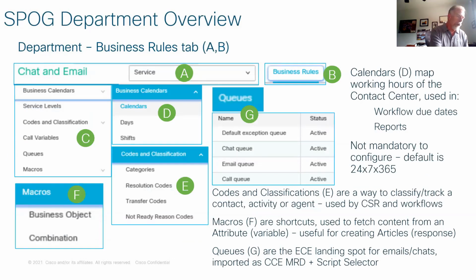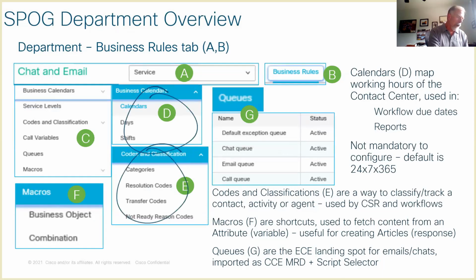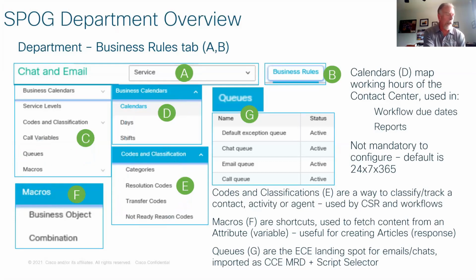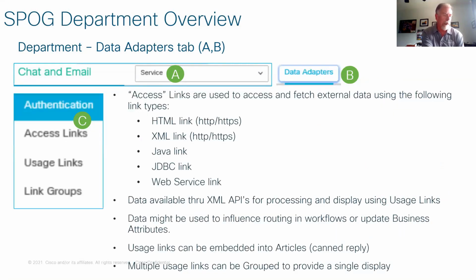Business rules, we would spend a lot of time in class talking about calendars and classification codes, and for sure a lot about these things called queues. A queue is where you're trying to get an email or a chat sent to in ECE that'll ultimately route that call to the packaged environment. Multiple languages supported over there in the SPOG, data adapters for connecting up to other places where data can be found about the interaction, chat or email.